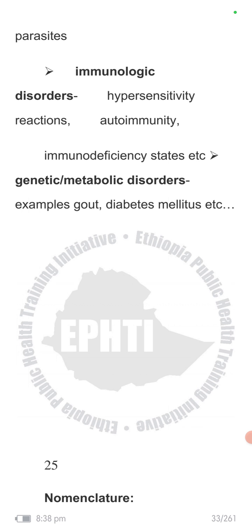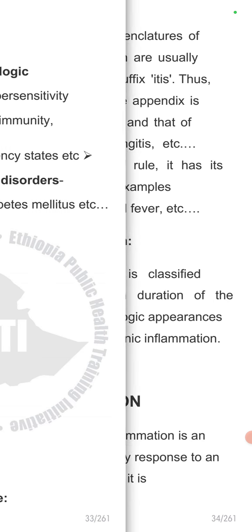Immunological disorders are hypersensitivity reactions, autoimmunity, immunodeficiency states, etc. While speaking about the genetic or metabolic disorders, they include gout and diabetes mellitus, etc.